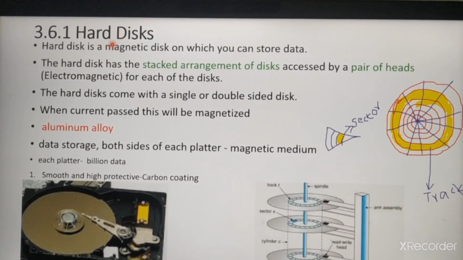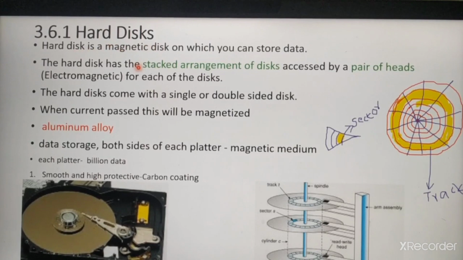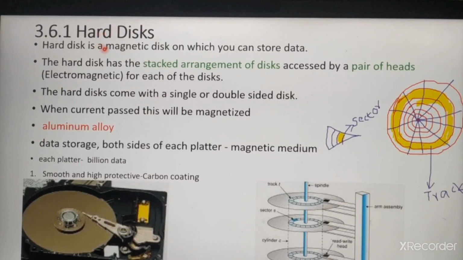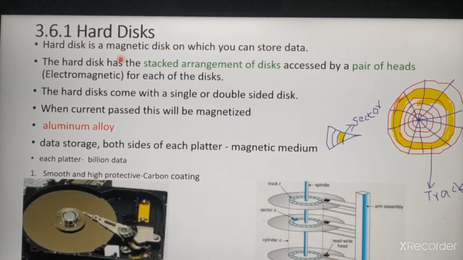What is hard disk? Hard disk is a magnetic disk. Why is it called a magnetic disk? This hard disk works based on the concept of magnetization and demagnetization, so it is called a magnetic disk. In this magnetic disk we can store a large quantity of data. In today's hard disk we can store up to 16 terabytes of data.